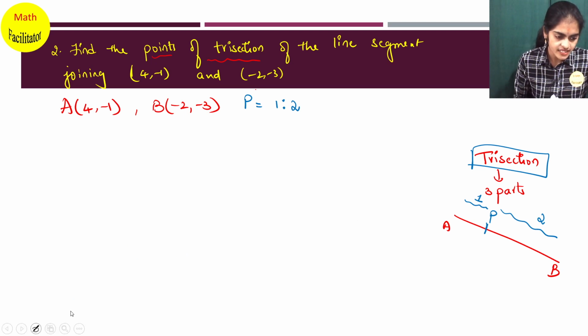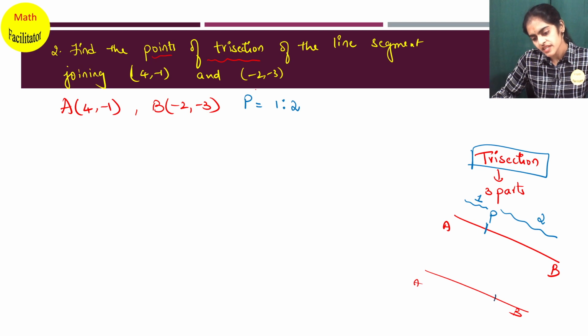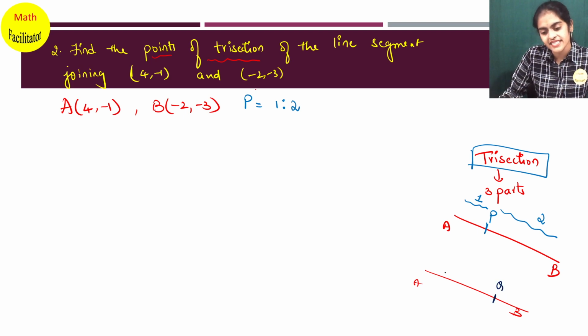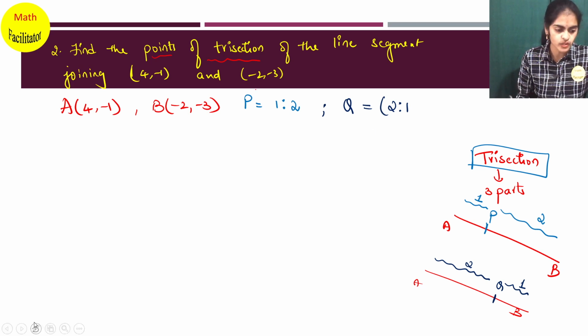Now, not only this, there can be one more point. Suppose I consider this is the line A and B. You can see P is dividing in the ratio 1:2. So there can be a point Q here which divides in the ratio 2:1. That is, A to Q can be 2 parts and Q to B can be 1 part. That means there can be one more point Q which divides AB in the ratio 2:1. And clearly you can see 2 plus 1 is 3.